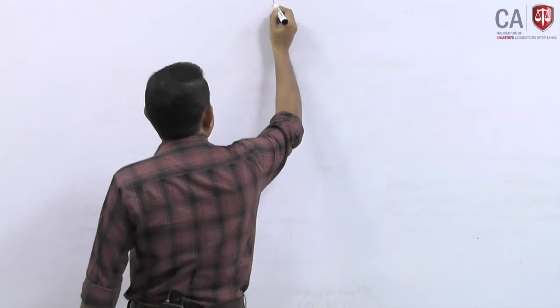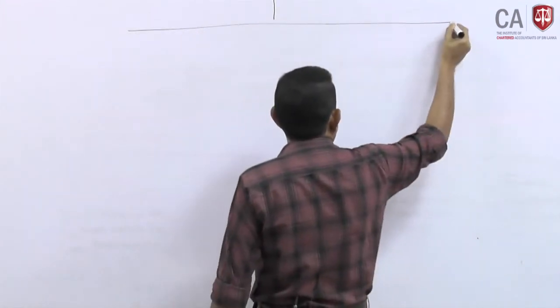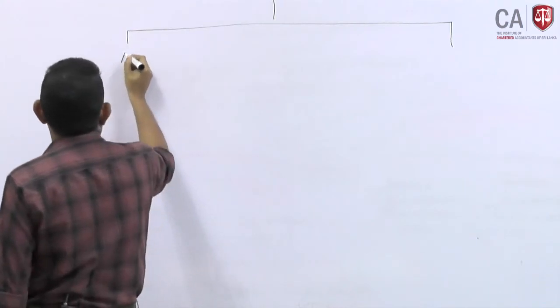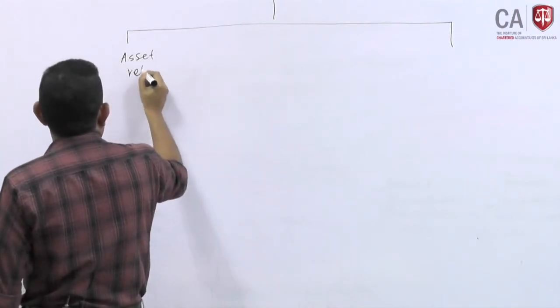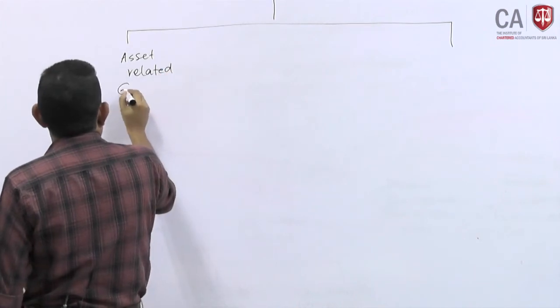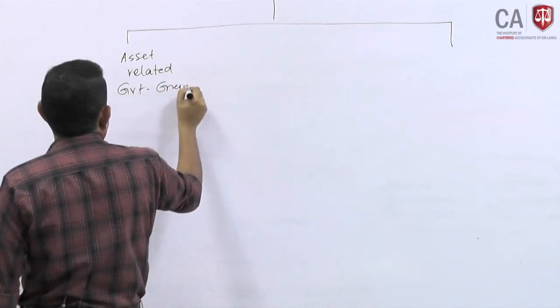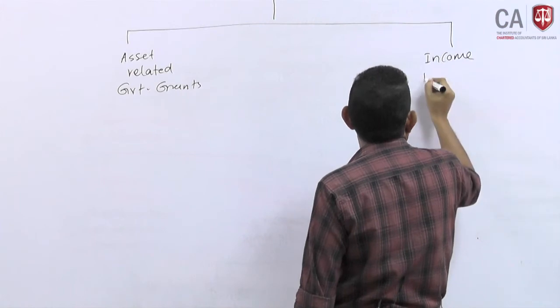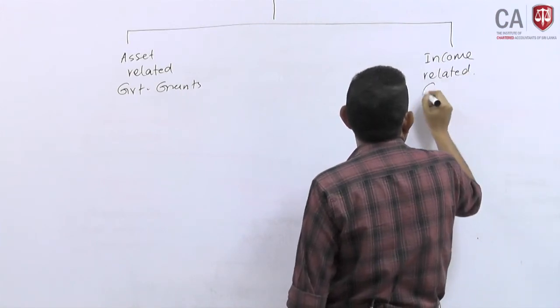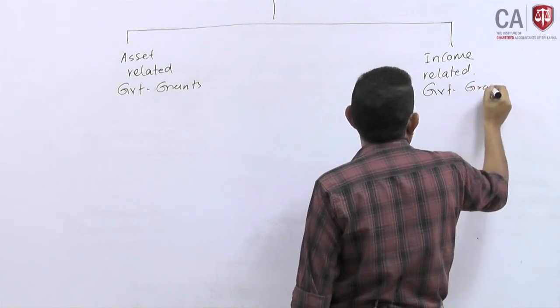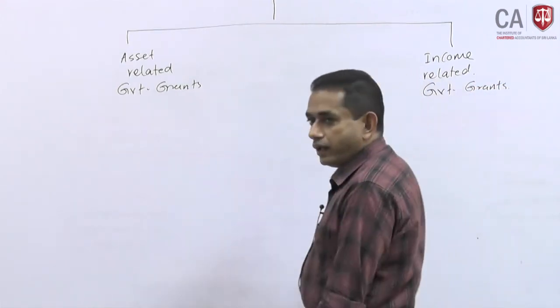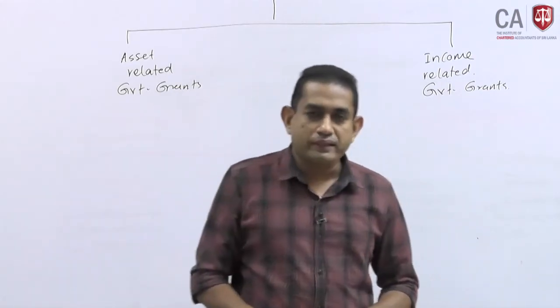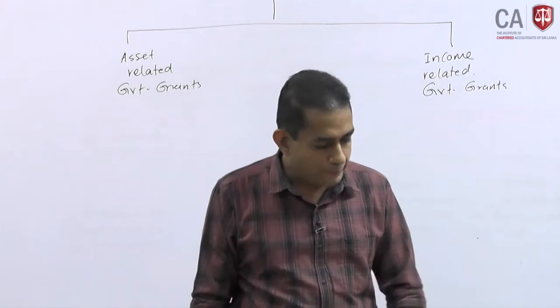As I said in my initial overview of LKAS 20, grants are basically taken into two categories: asset related government grants and income related government grants. We will see the definitions, why the standard has defined those two as well.